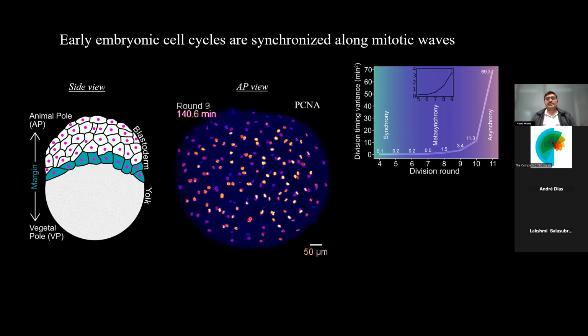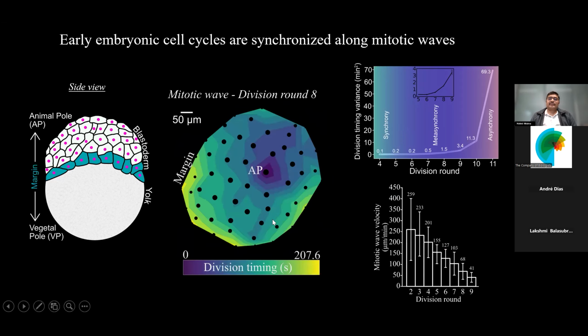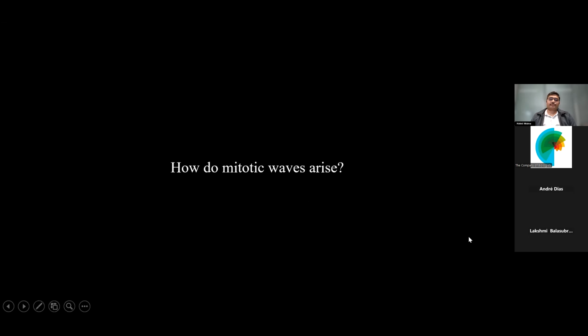Importantly, in the stages when the divisions are metasynchronous, they are not spatially random. What happens is that some cell around the animal pole is the first one to divide, and this is where what we call a mitotic wave originates, which is radial in shape and it moves in all directions toward the margin. The rate at which this wave travels tells us about the extent of synchrony, and as you can see, the synchrony and the wave speed both decrease with subsequent division rounds.